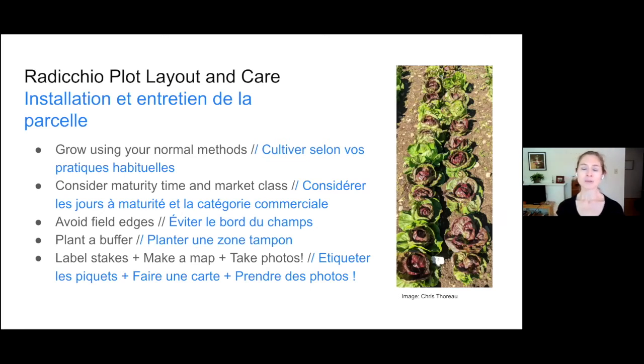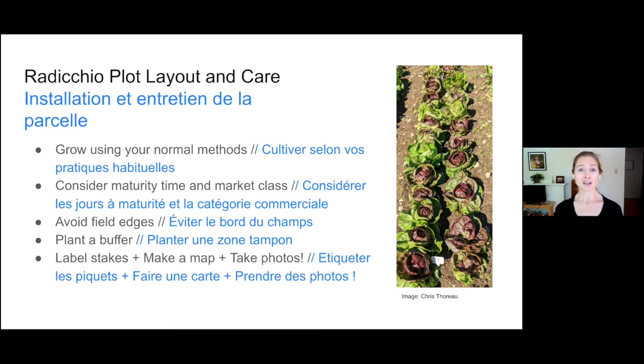So like with the rutabaga, we're asking that you grow using your normal methods, normal bed width, bed spacing, the way that works with your equipment, to lay the trial out in a way that might be most efficient for you and most easy to take care of. It might be good to consider maturity time with respect to the other crops around it, so you don't have the one thing hanging out in the middle of the field when everything else has been harvested and the field's ready to be worked.